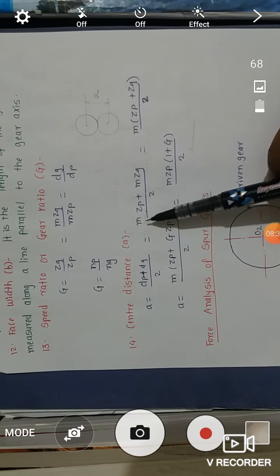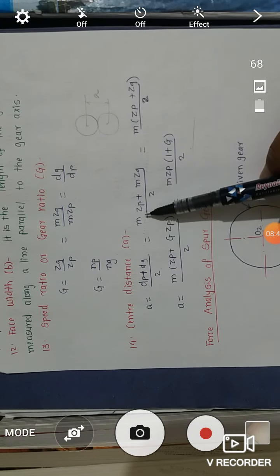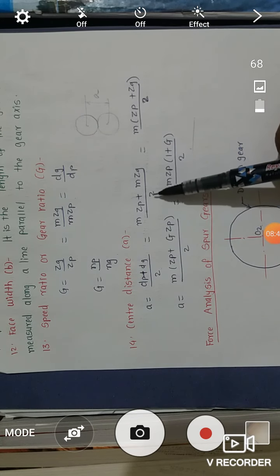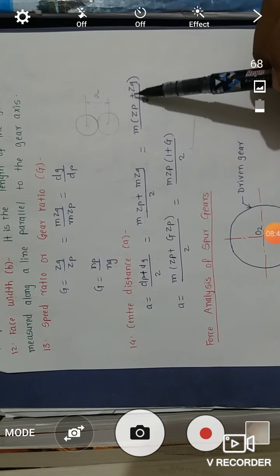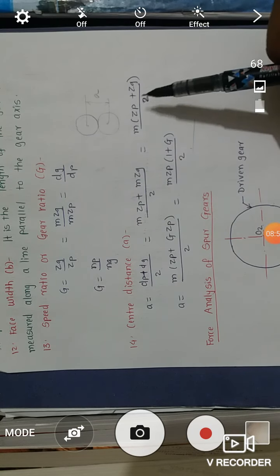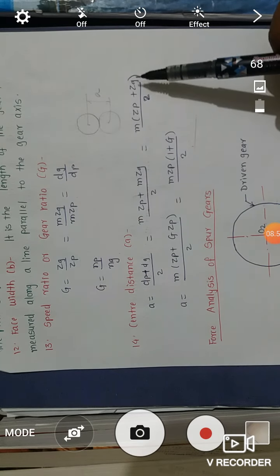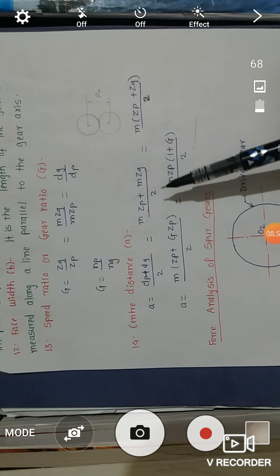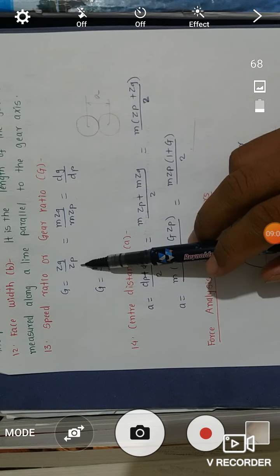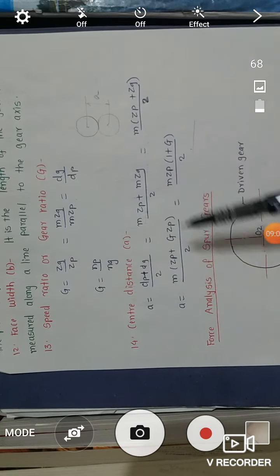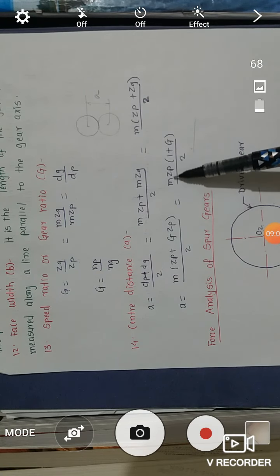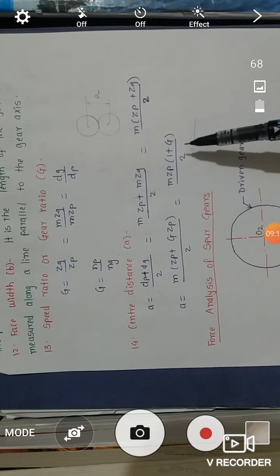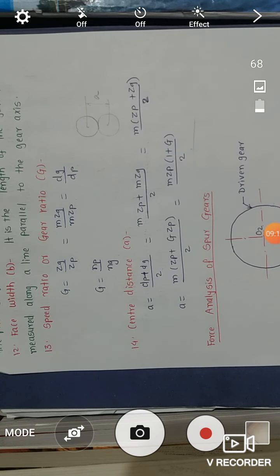But we know that d is equal to m into Z. So dP is m into ZP and dG is m into ZG, divided by 2. Here m is common, so we take m outside the bracket, so in bracket ZP plus ZG divided by 2. If we convert this ZG in terms of ZP, it is also possible by using the relation G is equal to ZG upon ZP, therefore ZG is equal to G into ZP. In place of ZG we substitute G into ZP, so ZP is again common, so m into ZP into bracket 1 plus G upon 2. So in this way we finish the terminology here.